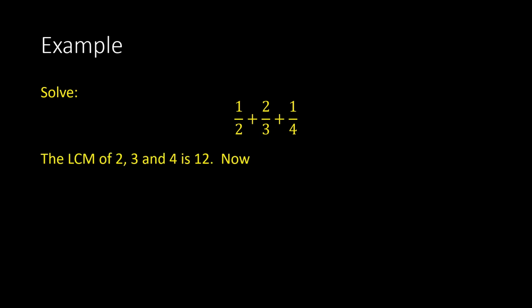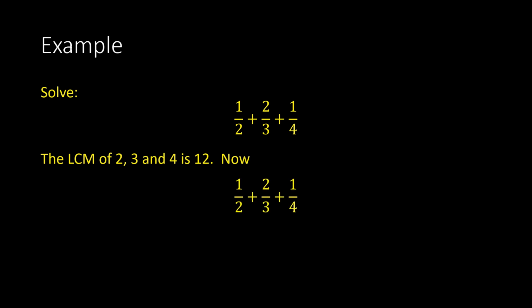Now let's take a look at another example. We're going to add these three fractions to each other. As before, we need to convert the fractions so the denominators are the same. The denominators are 2, 3 and 4, and the LCM of 2, 3 and 4 is 12. So the denominator of each fraction must be converted to 12.